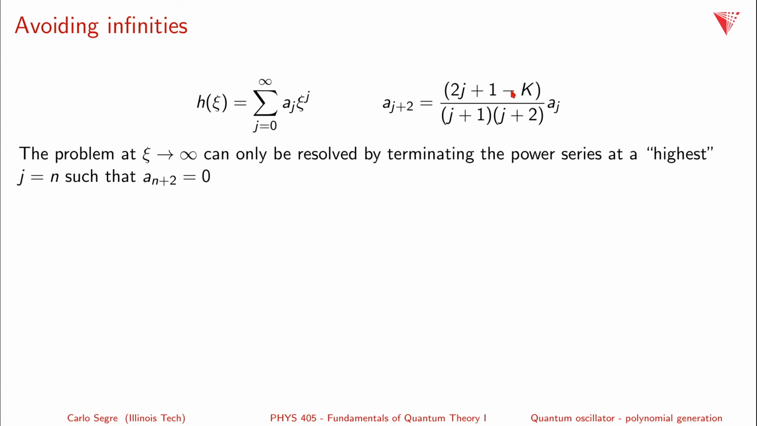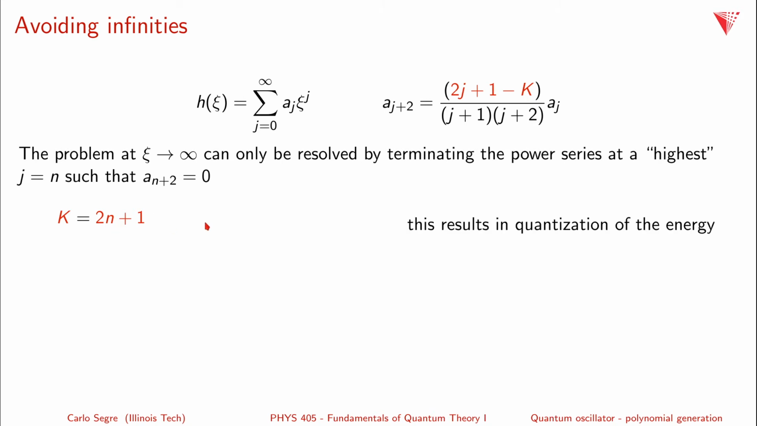Fortunately, we can do that because we have a minus sign here. So if we make it such that k is equal to 2n plus 1, then the j plus 2 coefficient will vanish. And once that vanishes, they all vanish. And by terminating that power series, we avoid the infinity that we get at large values of c, because we never go to large values of j. So the condition for termination of the power series is that k is equal to 2n plus 1, where now j has a highest value n, j max.